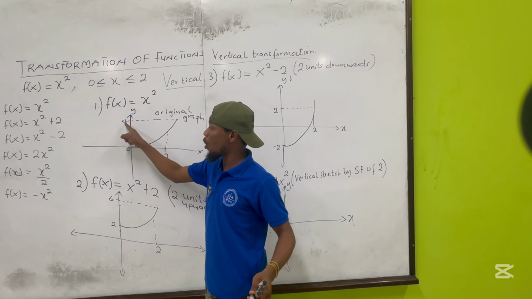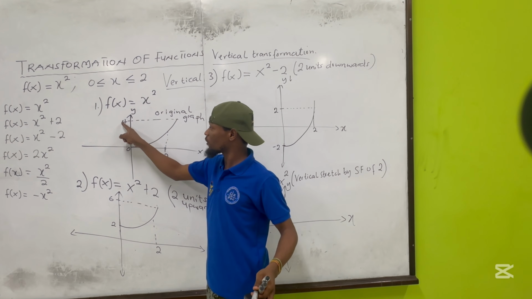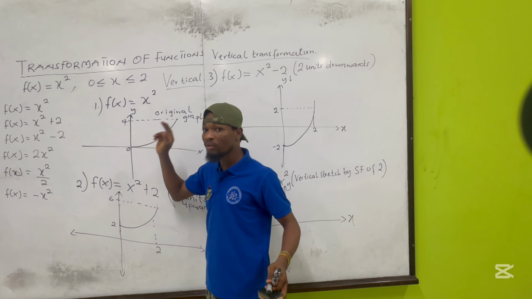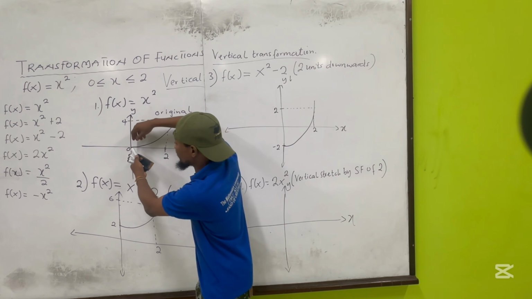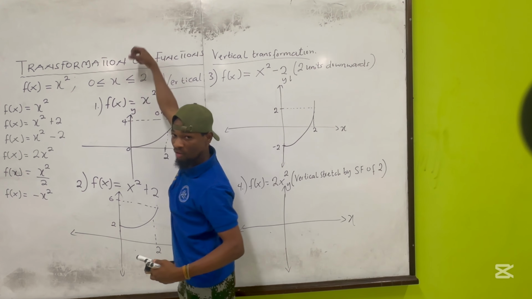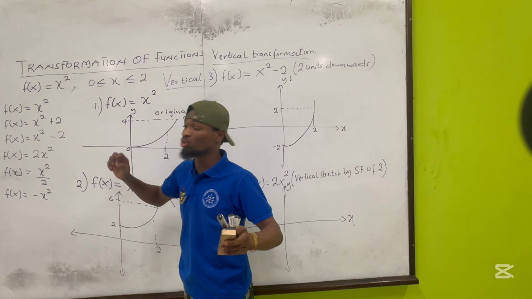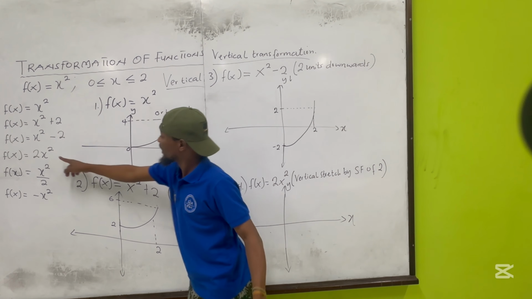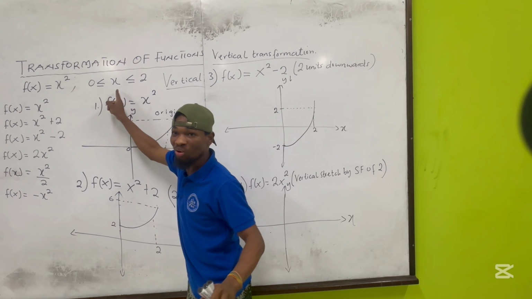So if this is 4, alright? So when you multiply 4 by 2, it becomes 8. So there's what? There's a stretch this way. You get it that way? Alright, so that is what we are going to do over there under this condition.